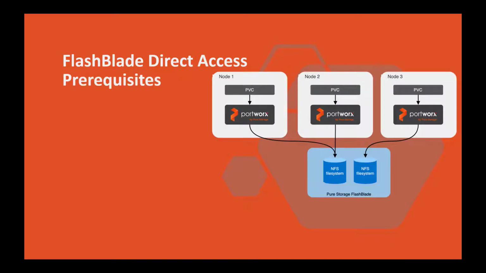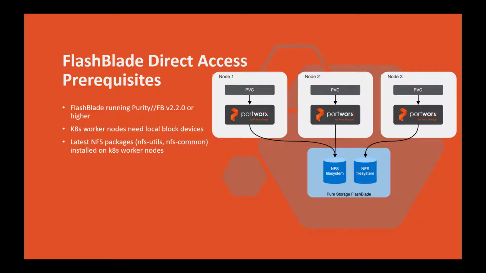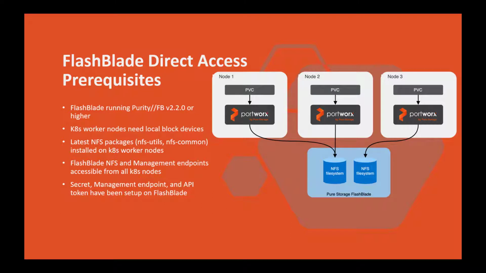There are a few prerequisites in order to use FlashBlade Direct Access with Portworx. Your FlashBlade needs to be running Purity 2.2.0 or higher. Your Kubernetes worker nodes need local block devices so that we can create one storage pool and our journal devices. You need the latest NFS packages installed on your Kubernetes worker nodes. The FlashBlade NFS and management endpoint IPs must be accessible from all of your Kubernetes nodes. And you should have already set up your secret, management endpoint, and API token on your FlashBlade.